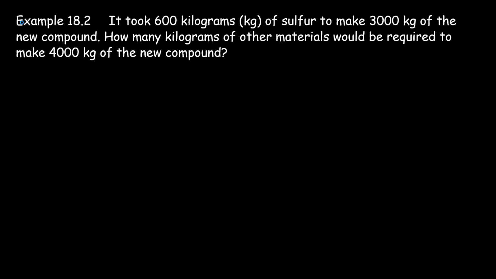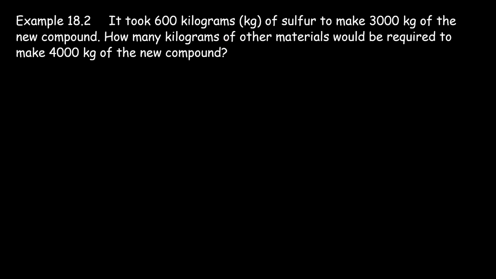It's very similar to the one with the Arabian horses and the mixed breeds and the total horses and all that. So we're going to be writing three different ratios to represent three relationships in this compound. So it took 600 kilograms of sulfur to make 3,000 kilograms of a new compound. How many kilograms of other materials would be required to make 4,000 kilograms of a new compound?